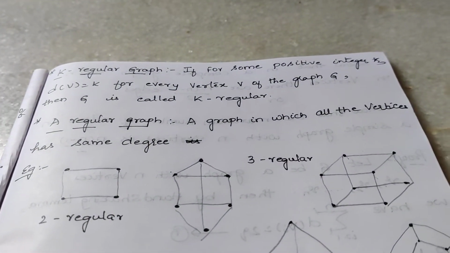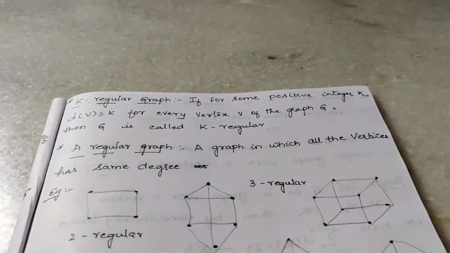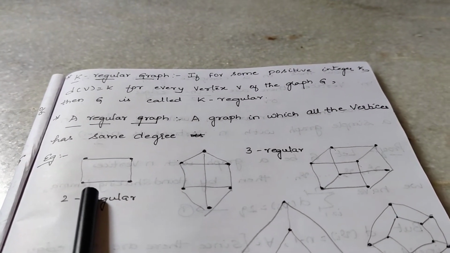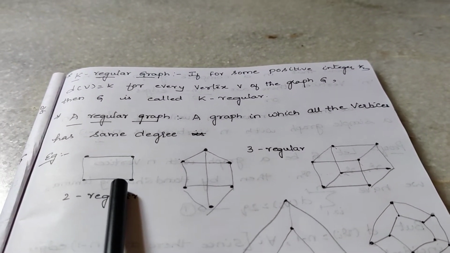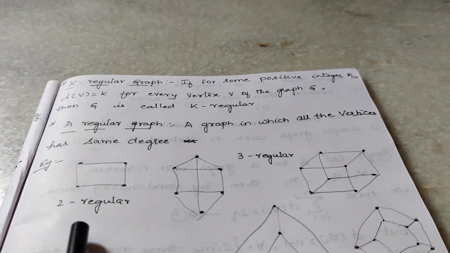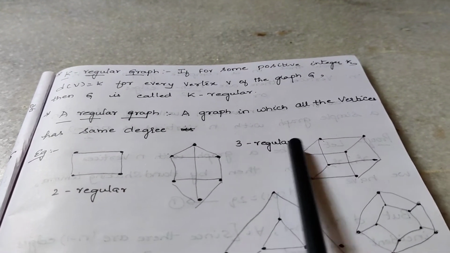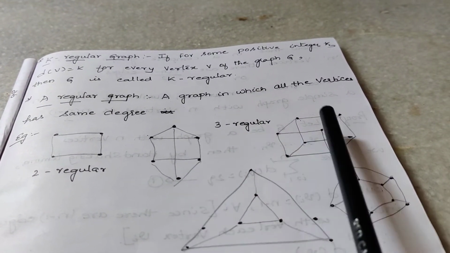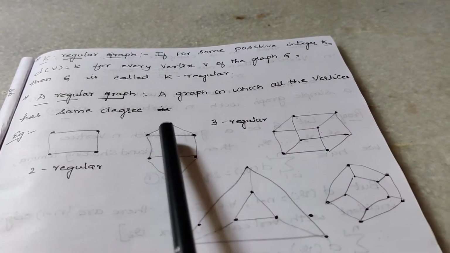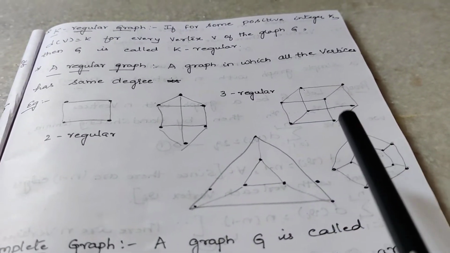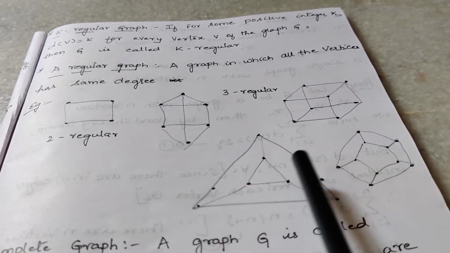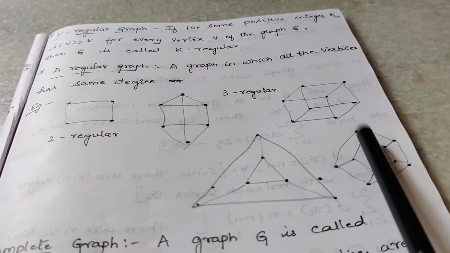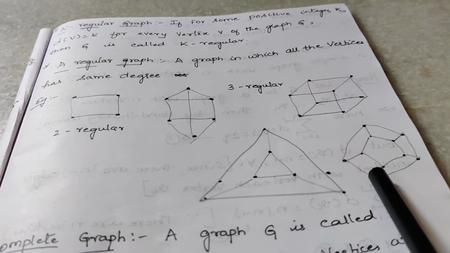For example, here we have taken this rectangle or a square. Now when you observe here, each vertex of this graph has degree 2. That's why we call it a 2-regular graph. In these two examples, the degree of each vertex is equal to 3, and even here also the degree is 3. So these two graphs are called 3-regular graphs, and in these two graphs also the degree of each vertex is equal to 3. So we call all these 4 examples 3-regular graphs.